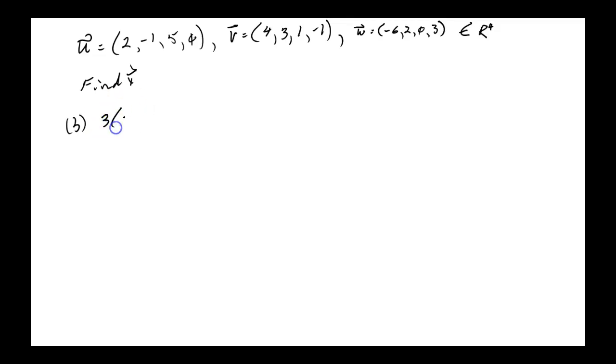So here's the B part. This is 3 times x plus w is equal to 2u minus v plus x.